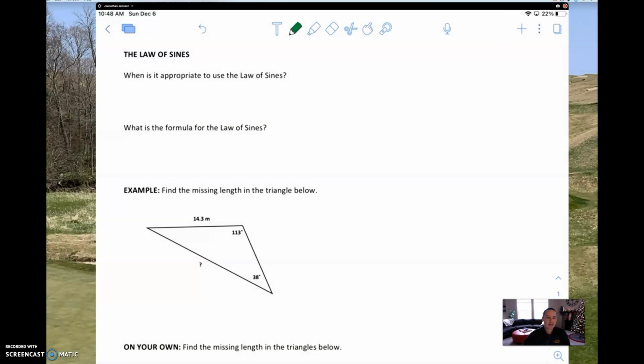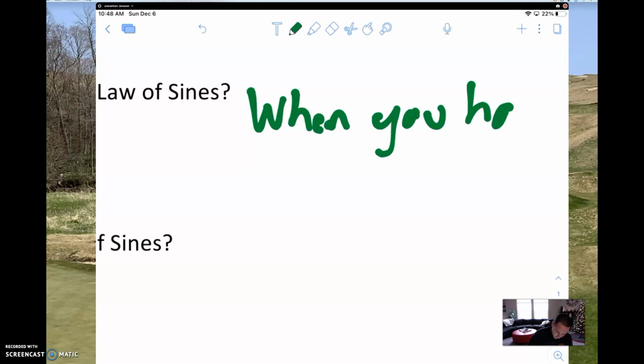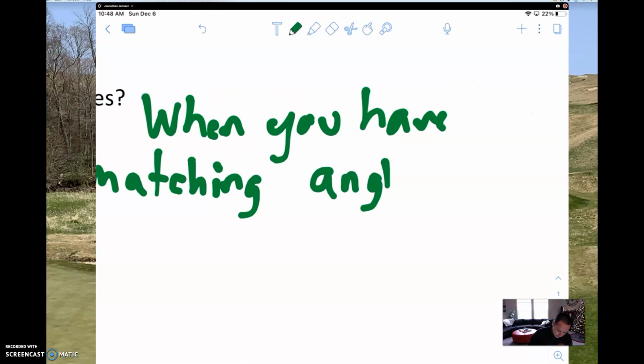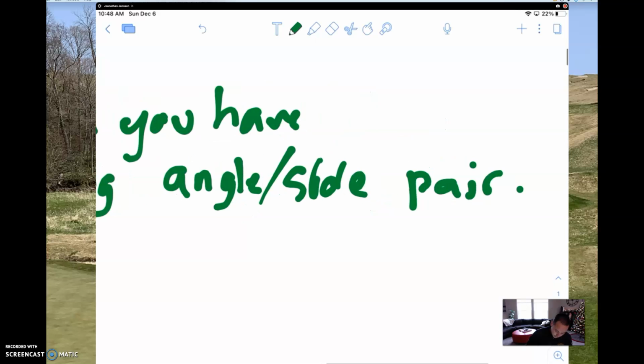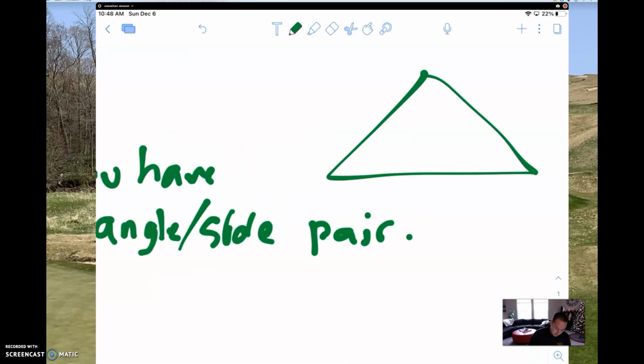All right, so with the law of sines, when is it appropriate to use it? The way that I figure out when to use law of sines is when you have a matching angle and side pair. So anytime you have an angle along with its opposite side, so if I just draw a little triangle over here, let's say I have this angle, the opposite side is this one.